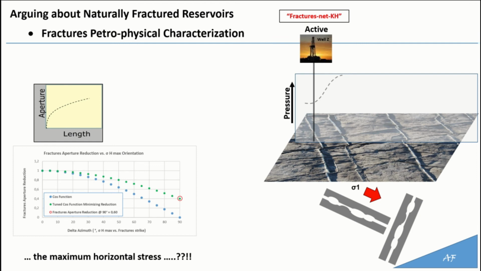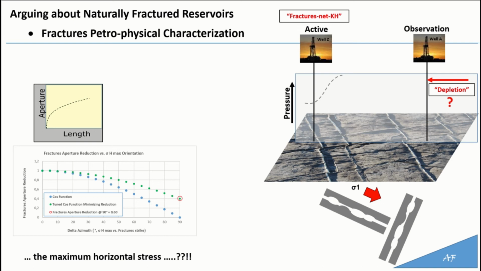The maximum horizontal stress could impact fracture permeability and fracture network anisotropy, confining the most effective fractures to the orientation about parallel to the present maximum horizontal stress. However, the estimation of the fracture aperture reduction is very uncertain.